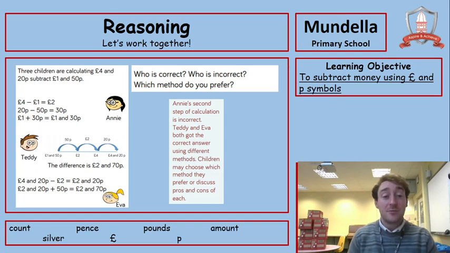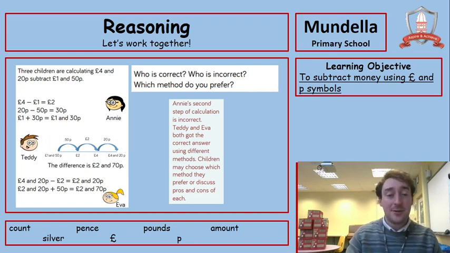Well, Annie, unfortunately, the second step of her calculation was incorrect. But Teddy and Eva both got the correct answer using different methods. They certainly did. So that means that there's more than one way of doing this. It's whatever way works best for you. Let's have a look at the work that we've got to do now.